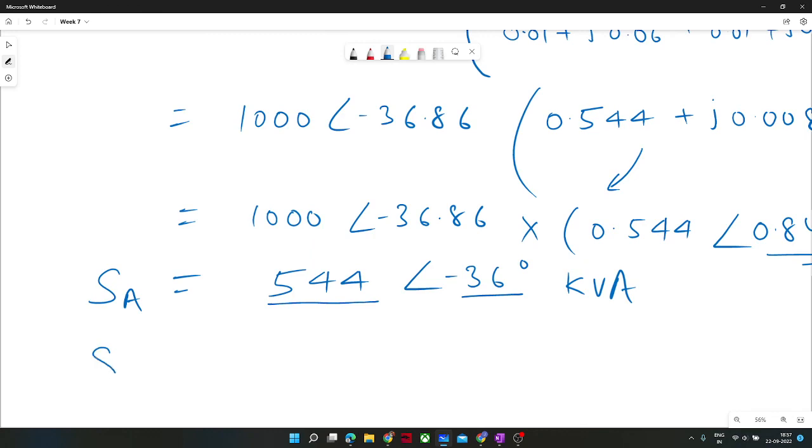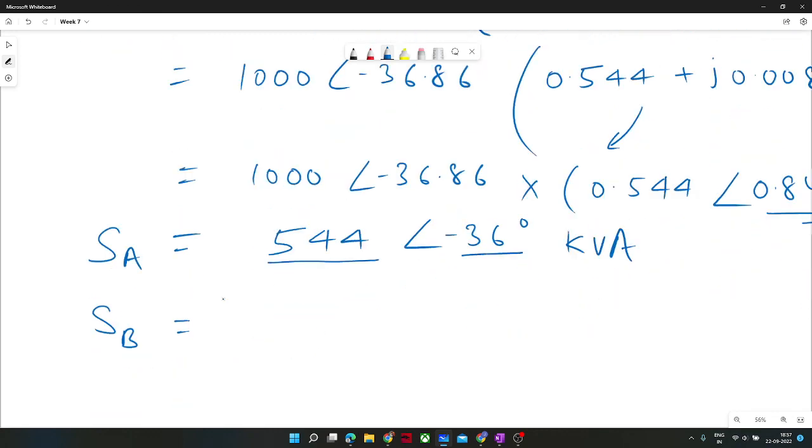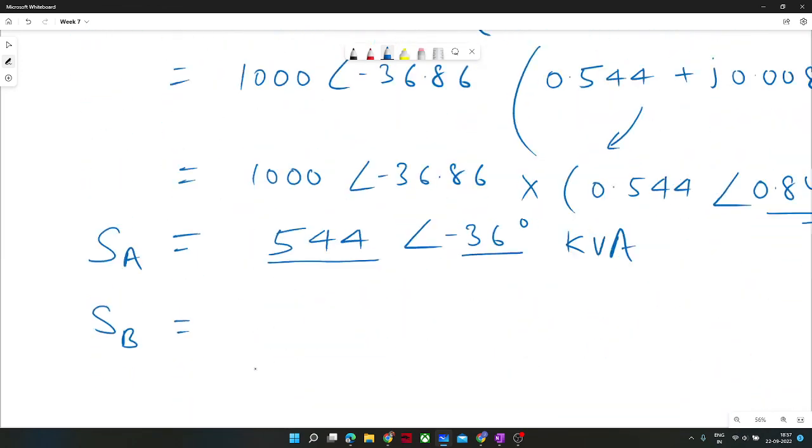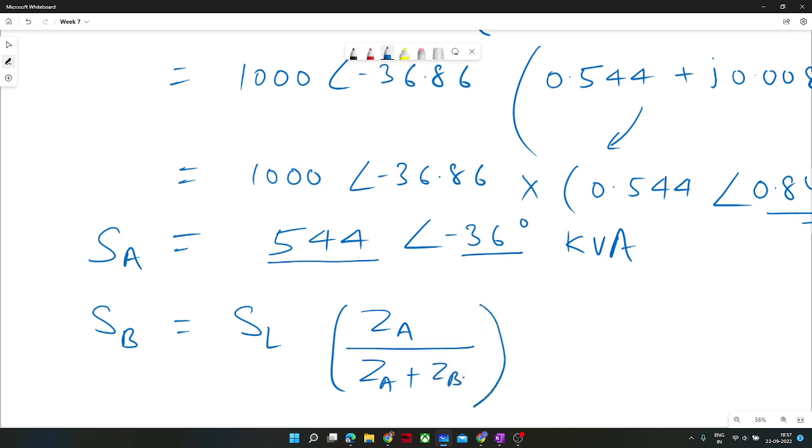Again, if I verify, I should calculate SB in the same manner. So SB can be done in the same manner, SL into ZA divided by ZA plus ZB. And we can simply say SA plus SB is equal to SL. You can do that as well.